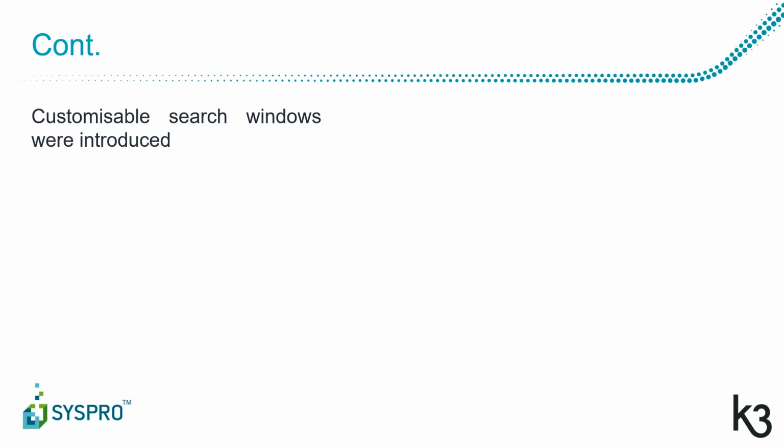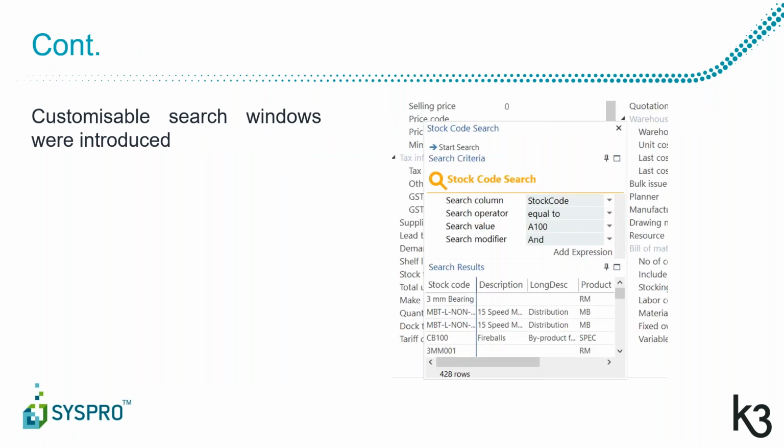Also in 6.1, search windows were introduced. These allowed you to override the default behavior of browsers within SYSPRO with a search window, which wasn't restricted to, let's say, the top 20 rows. You can see on my example here, I've got 428 rows displayed, and that allows you to put more robust search criteria into the browsers. Again, these were massively adopted, and that's why we're seeing more initiatives coming through from SYSPRO.